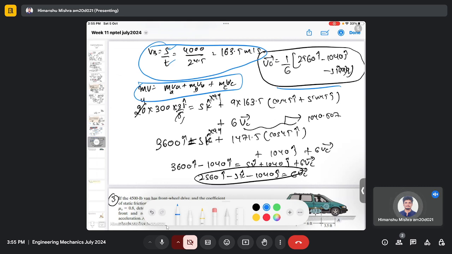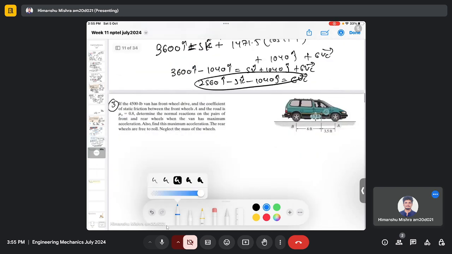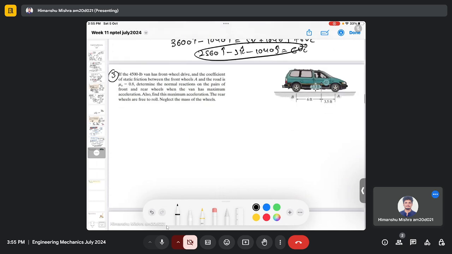Now let's move to the next problem. Here, the 4500 pound van has front wheel drive and the coefficient of static friction between the front wheel A and the road is 0.8. Determine the normal reaction on the pairs of front and rear wheels when the van has maximum acceleration. Also find the maximum acceleration. Neglect the mass of the wheel.